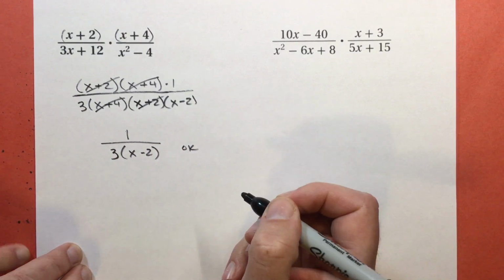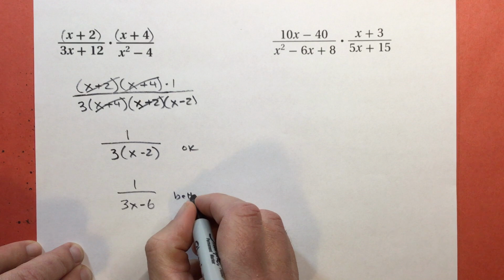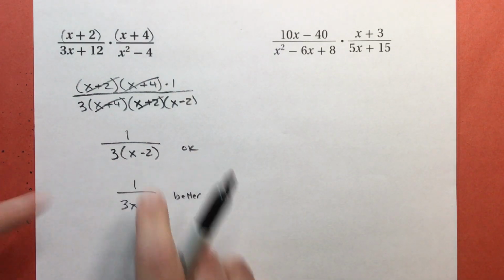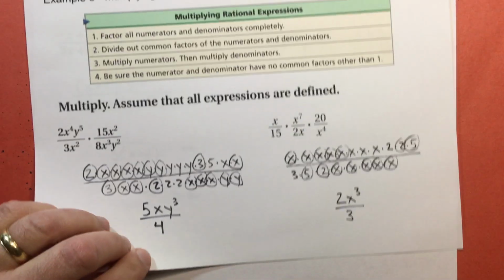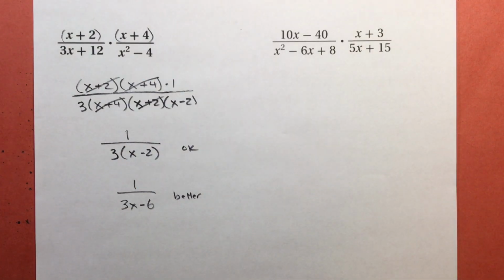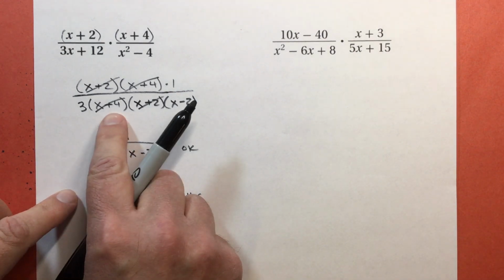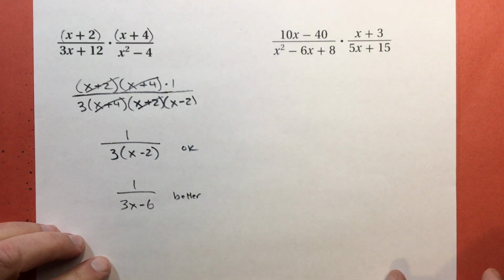Now this is okay. You can also write 1 over 3x subtract 6. That's actually better. But for our purposes, it's okay if you leave it like this. You'll see that on the homework and the other stuff. Hey, by the way, there's something I forgot to mention in the previous problems. It says, assume that all the expressions are defined. You know what that means? I don't have to do the x does not equal. In this case, x does not equal 2 or negative 4 or positive 2. But they're saying, hey, that was on the previous problems, you don't have to do it for this one, which I think is kind of weird, but we'll just go with it.